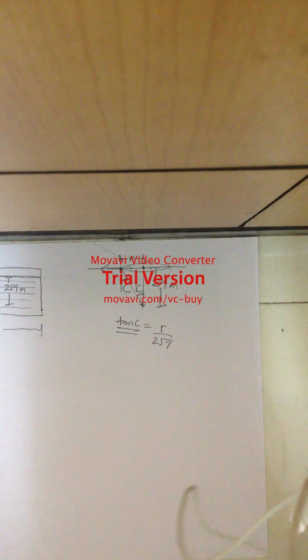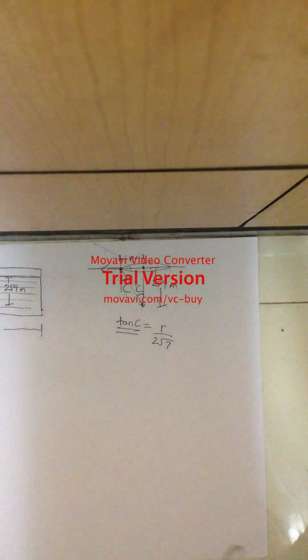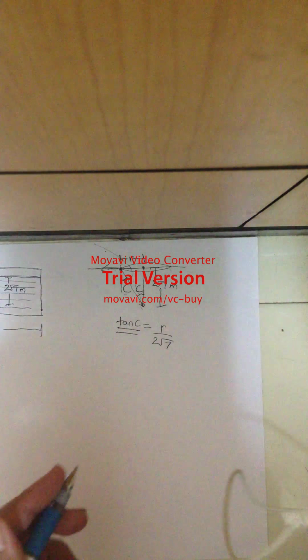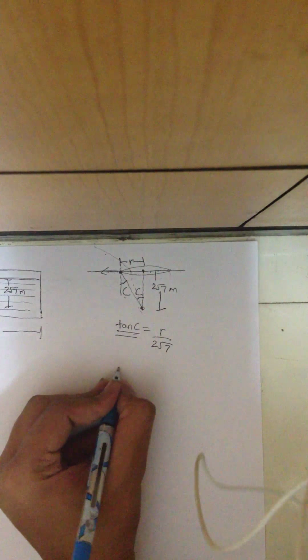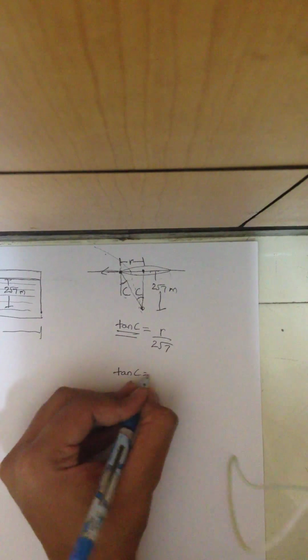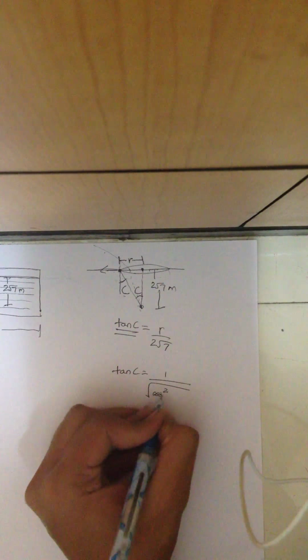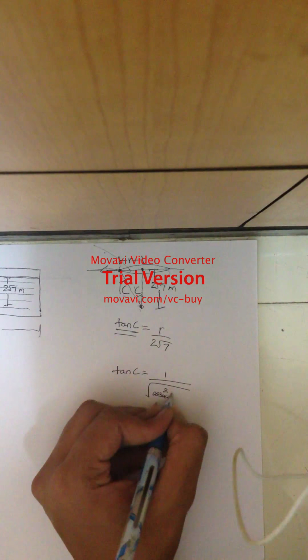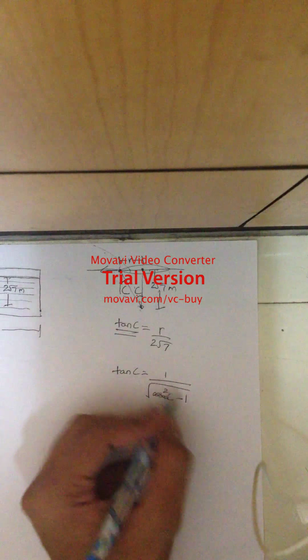Because in order to find the area, you need to find the value of the radius r, and in order to find r, you need to find the value of c, or in short tan c. So how do you find it? You could also write tan c as 1 by root of cosec squared c minus 1.